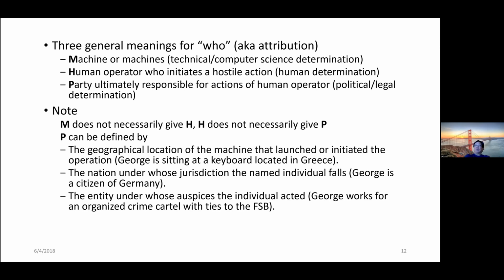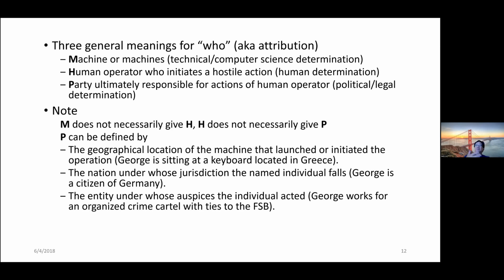That's the machine, and that's a technical determination. But there's a human operator who initiates a hostile action. Right? So somebody has to be sitting at the keyboard to initiate this action. This is a human determination. You're trying to decide. People have to decide who is responsible. How do you know that that operator is there?